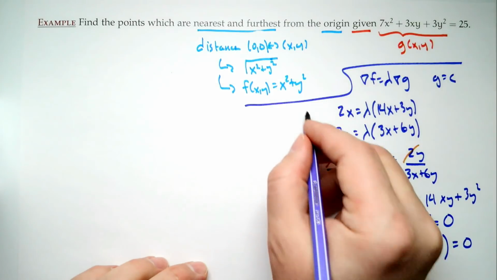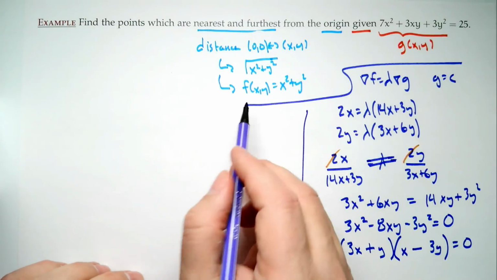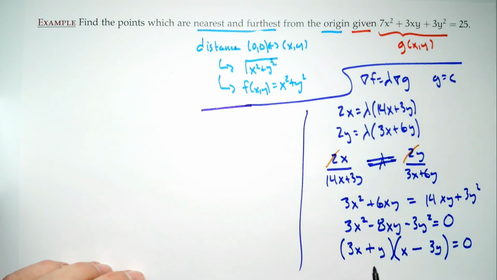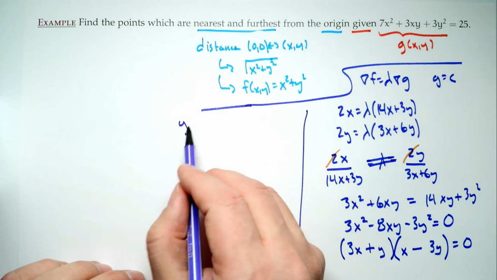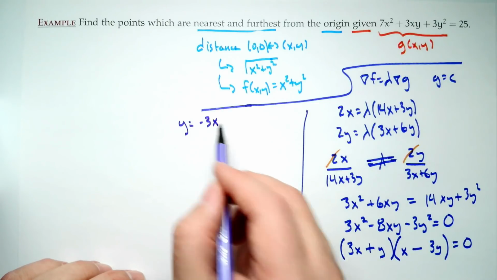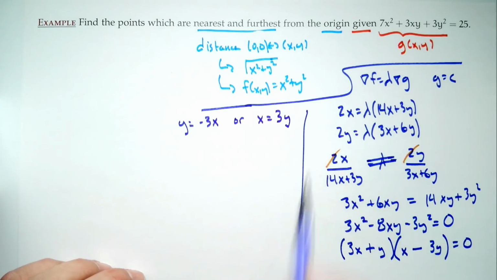Okay, now, so what does that say? Well, it says one of two things, because we have our favorite thing. Two things are multiplying together to get 0. So, we have one of two cases. Either y is negative 3x, or x is positive 3y. That's it. Those are our two options.